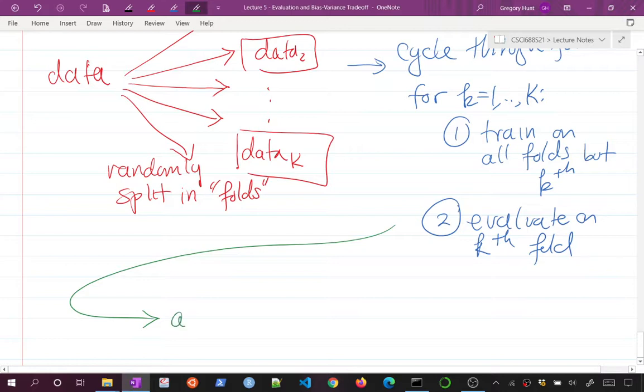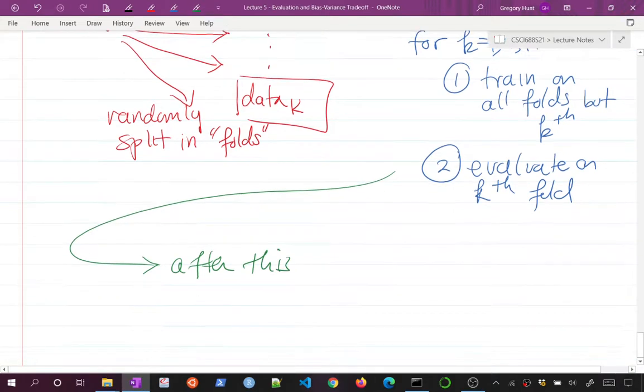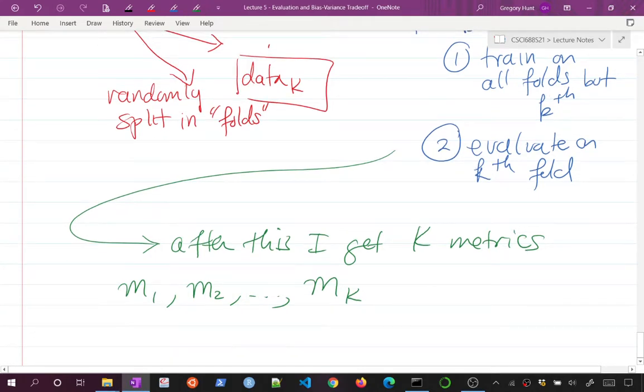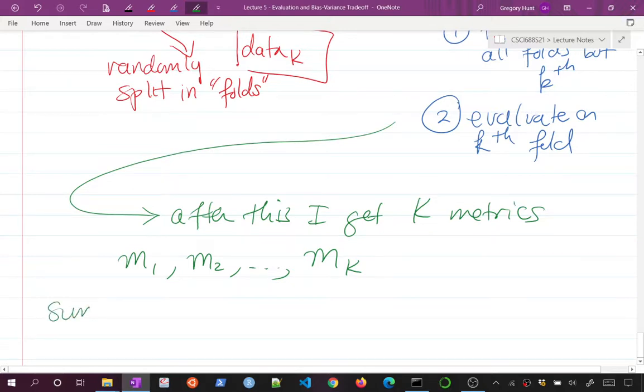So at the end of the day, I'll get a metric at each point in my loop: the metric when evaluating data 1, data 2, data 3, all the way up to fold K. So I'll get K metrics, let's say M1, M2, and so on, corresponding to each iteration of my loop. M1 is train on everything but 1, evaluate on 1. M2 is train on everything but 2, evaluate on 2, etc. And then I can summarize them into a final metric.